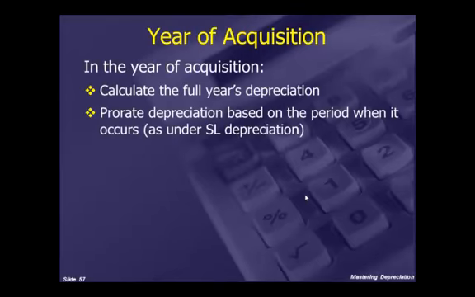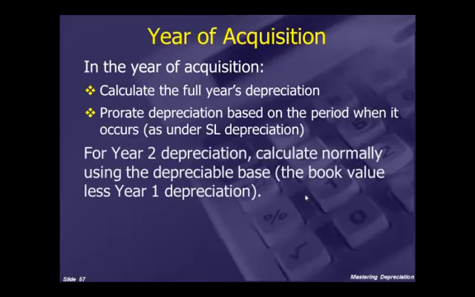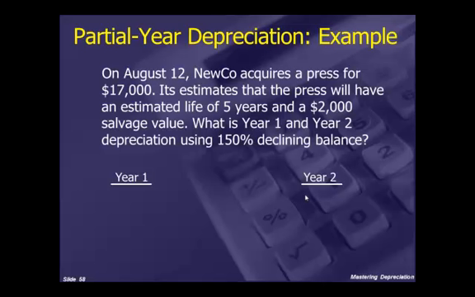Now, in the year of acquisition, you are to calculate the full year's depreciation. Prorate depreciation based on the period when it occurs, as under straight line depreciation. For year 2 depreciation, calculate normally using the depreciable base. That is the book value less the year one depreciation.